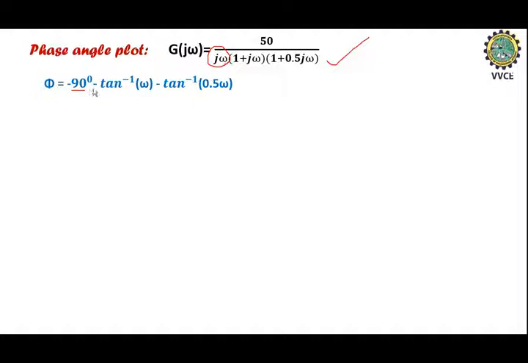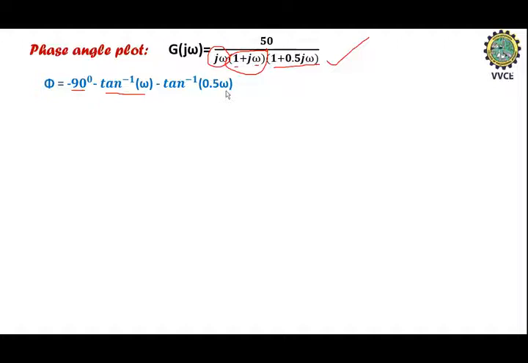And then minus the second denominator function. Here the imaginary value is omega and the real value is 1. So tan inverse of omega divided by 1, so it will become tan inverse of omega. Next, the third factor is this. So tan inverse of 0.5 omega divided by 1. The imaginary value is 0.5 omega divided by the real value 1, so it will become 0.5 omega.